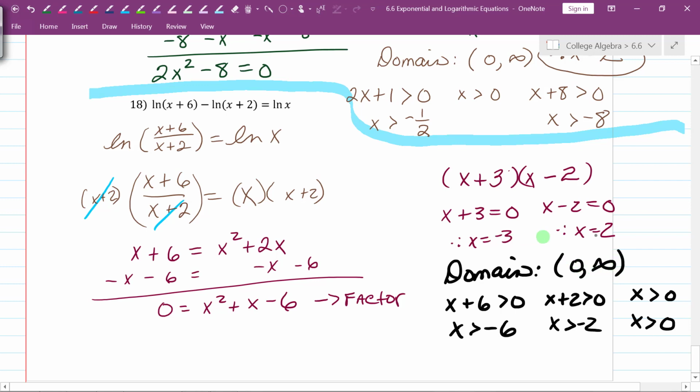Looking at both of my answers here, you're going to notice that this one right here does not qualify because negative 3 is not greater than 0. So my only solution that I have is indeed x equals 2. So that is my solution. And this one here is not my solution.